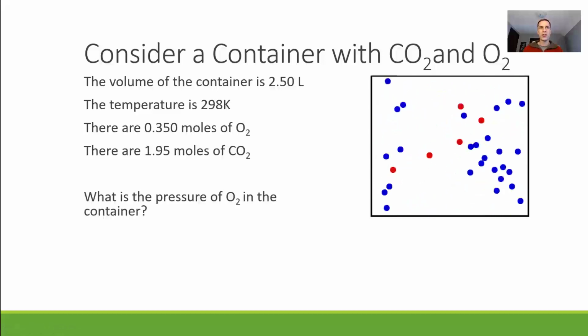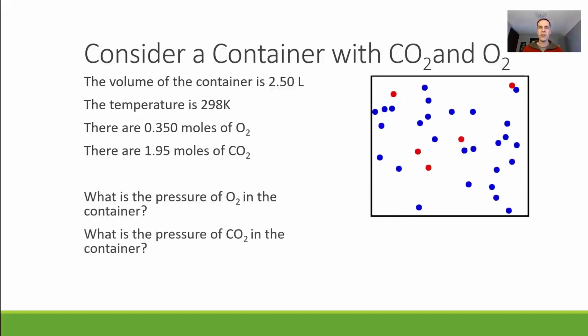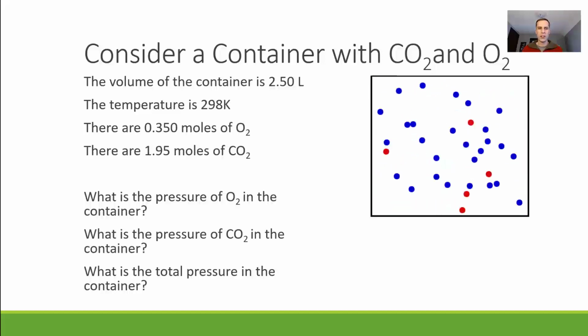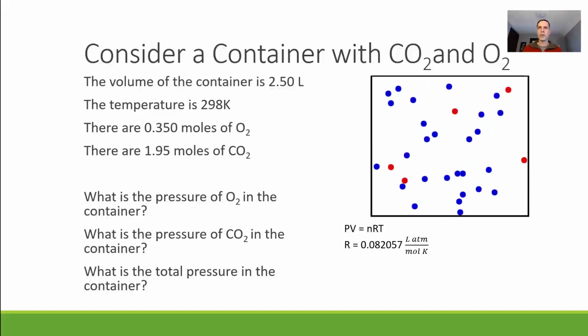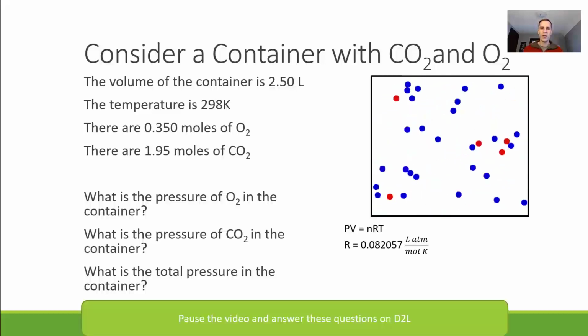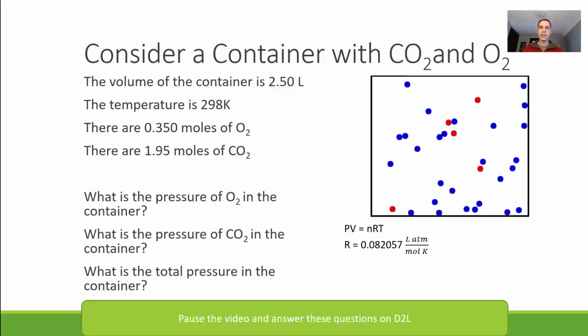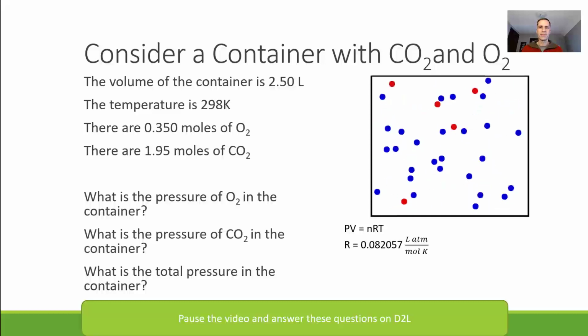One is, what's the pressure of oxygen in the container? We might be interested in what's the pressure of CO2 in the container. We might be interested in, well, what's the total pressure? We should be able to answer all these things if we go to the ideal gas law, PV equals nRT. So what I want you to do is take a few moments, pause the video, try to answer those questions on D2L, and then resume the video and we'll look at those answers a little bit.